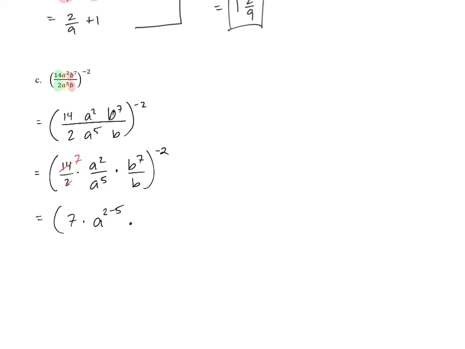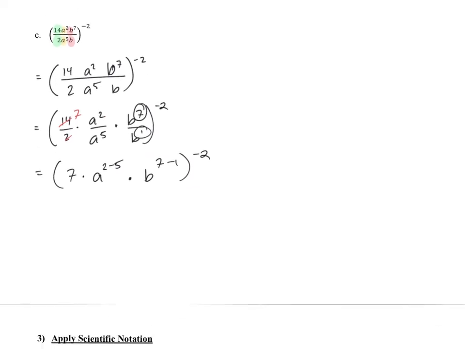And then I'll multiply that by the last one, which is going to be keeping the b as the base, and then subtracting the exponents, the 7 minus the, oh gosh, what's the exponent there? Well, don't worry, if you don't see an exponent, it's actually going to be 1. Okay? Not 0, it is 1. So that's going to be 7 minus 1, all raised to the negative 2 power.